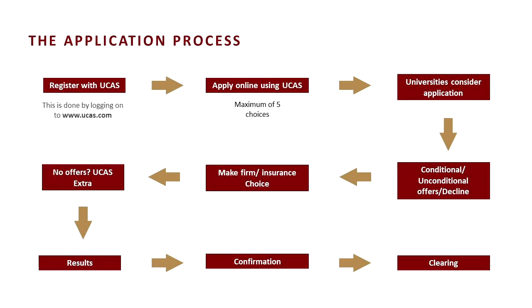If you get no offers back or you choose to reject all your offers, you go into a system called UCAS Extra, which opens in February every year. With the UCAS Extra system, you can apply through UCAS Track to a university on an individual basis.